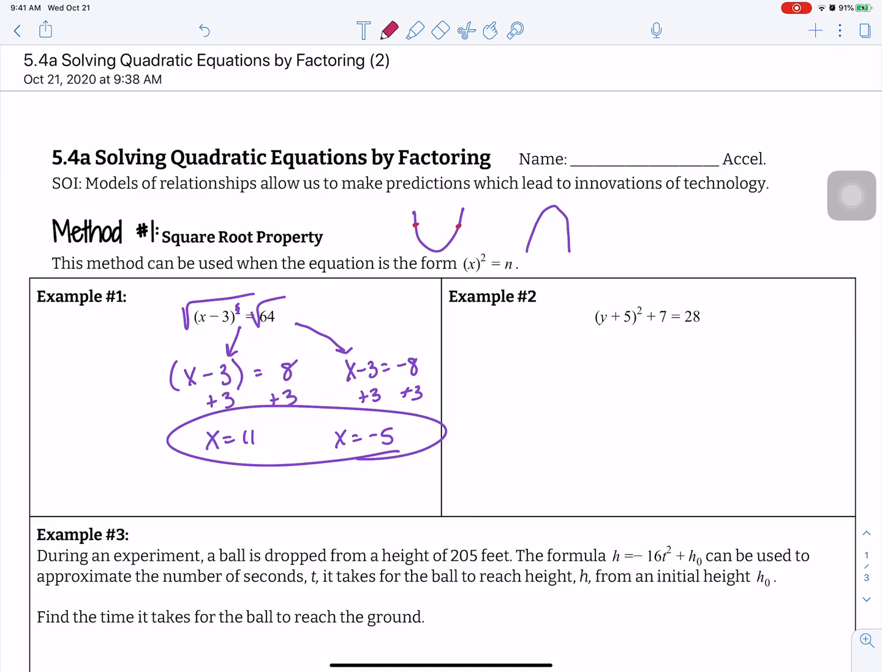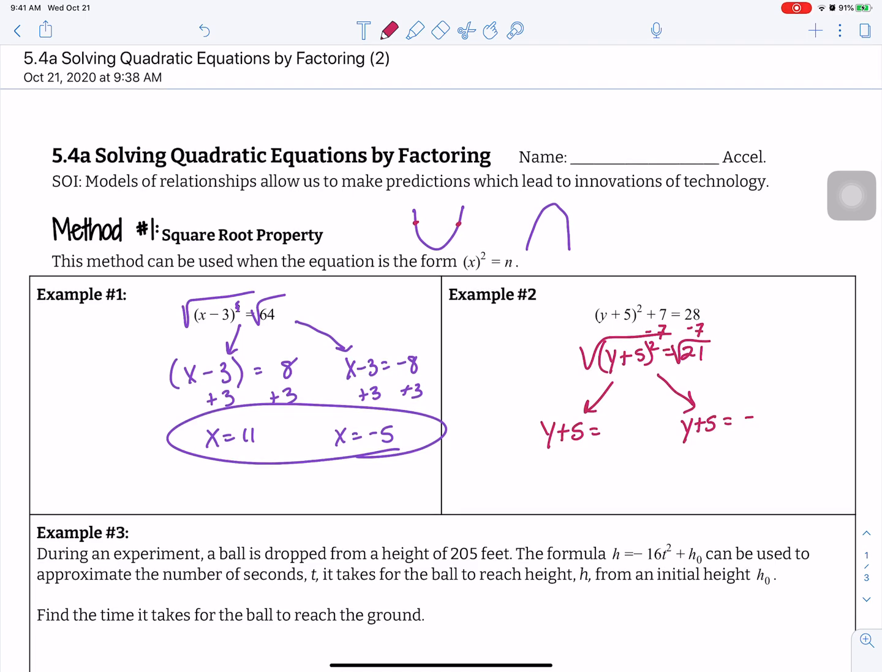On our second one, we would start by subtracting that 7 because we want to get that y plus 5 by itself. And then we get 21. I'm going to take the square root, which at this point means that I'm going to have two possibilities. y plus 5 equals the square root of 21, and y plus 5 would equal the opposite of whatever that is. And we're going to round that. When I put in the square root of 21, I get 4.58. We're going to round it to 4.6, and then negative 4.6.